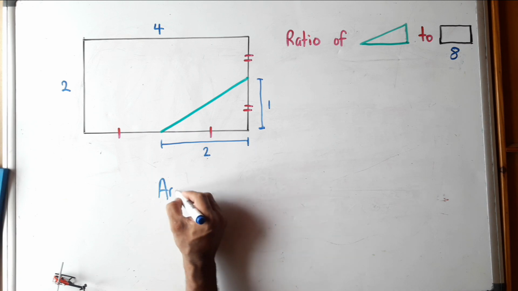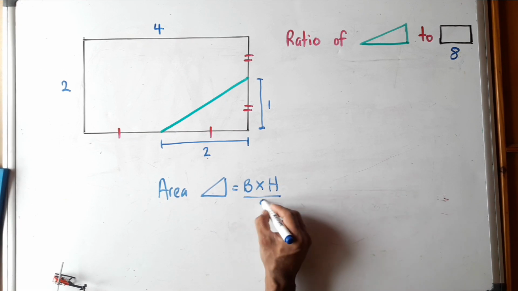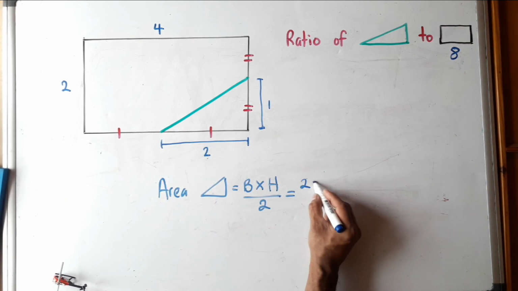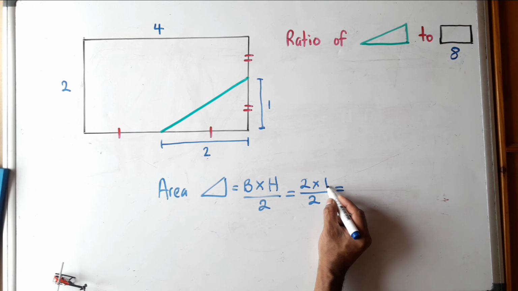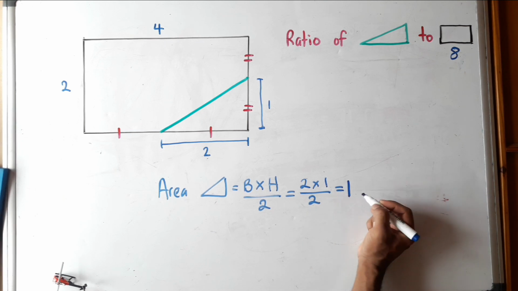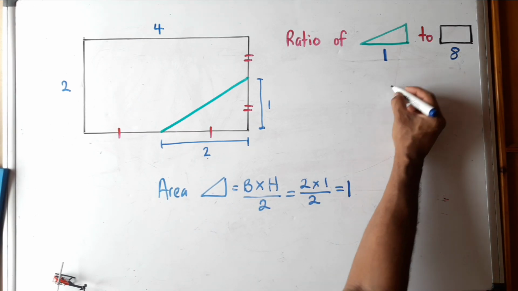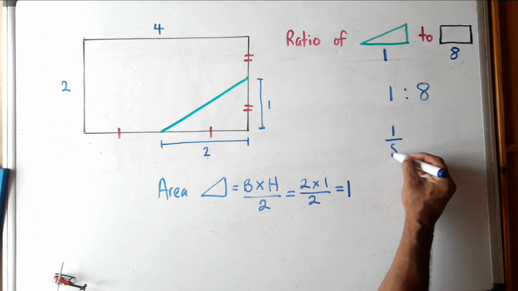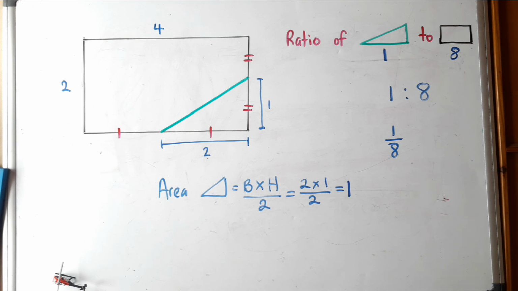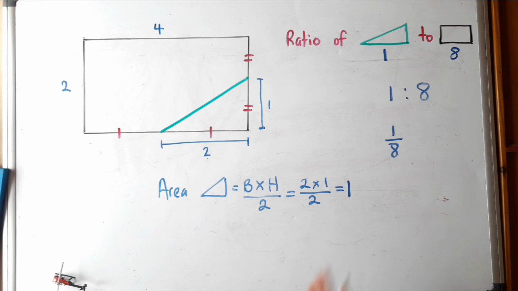How do you find the area of a triangle? It's base by height divided by 2. The base is 2. The height is 1. And we have to divide it by 2. So 2 by 1 is 2, divided by 2 is 1. So that means the area of the triangle is 1. So the ratio is 1 to 8. Or if they ask you to express it as a fraction, it's 1/8. Really, really simple. And if you chose anything else, like if you chose here was 8 and here was 16, you would have gotten the same ratio.